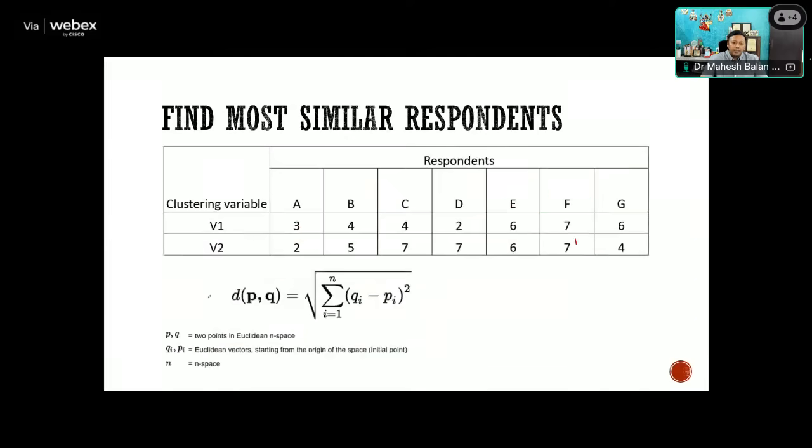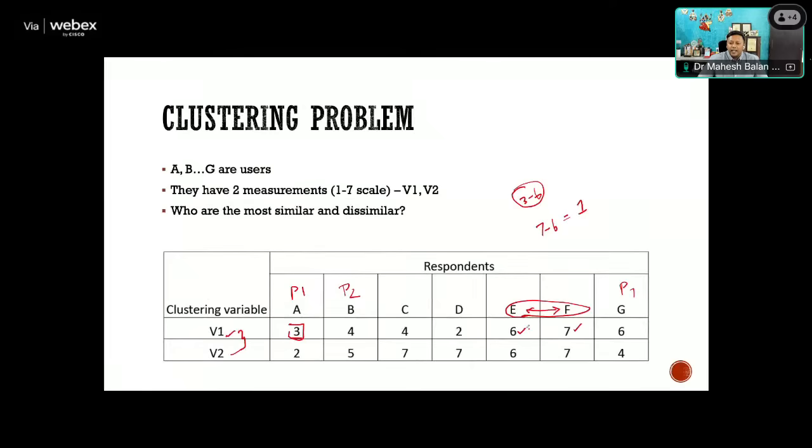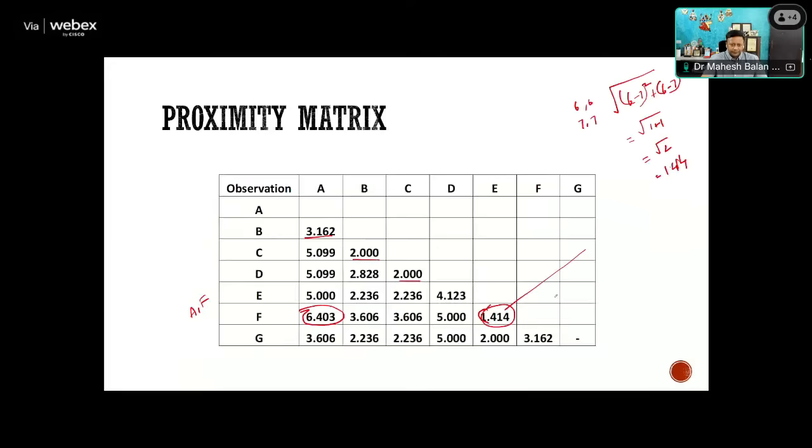When I go back to this slide, I can see that E and F are similar, and A is 3, 2 and F is 7, 7. They are the farthest. So what we did, biologically in our brain, we have a mathematical proxy and we apply that and come up with it. So what are the learnings so far? We have two types of problems in learning. One, we are trying to predict something.